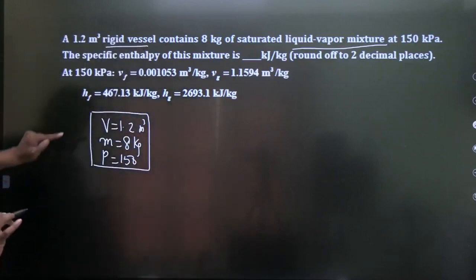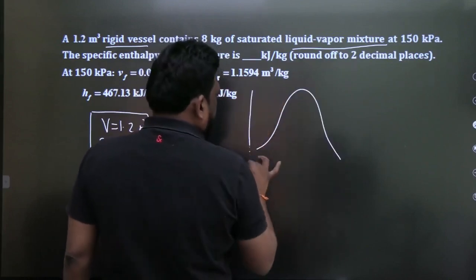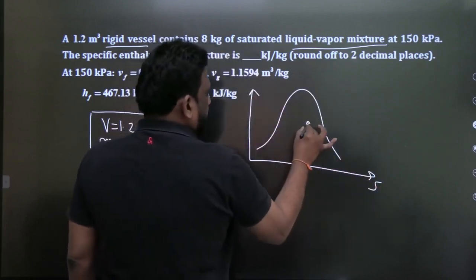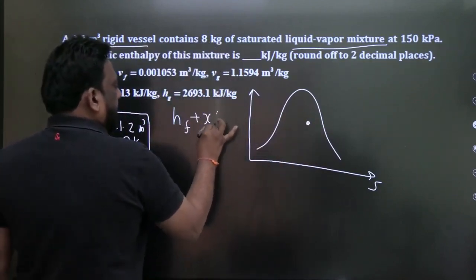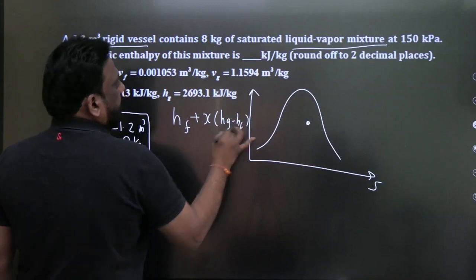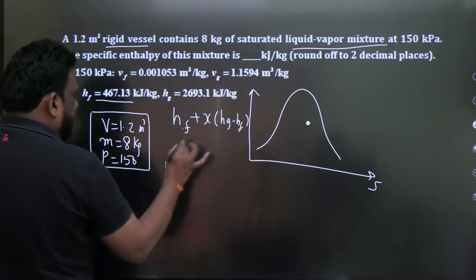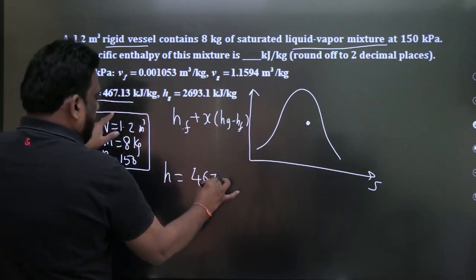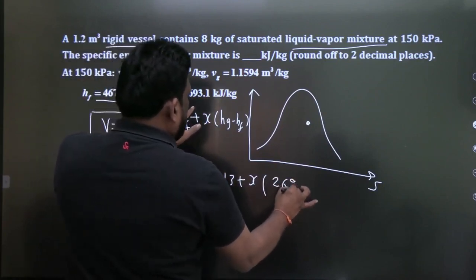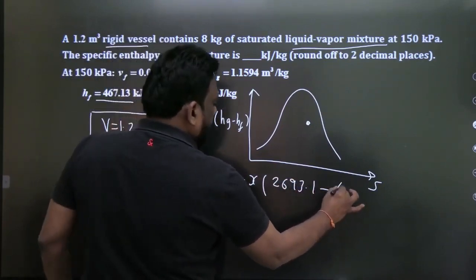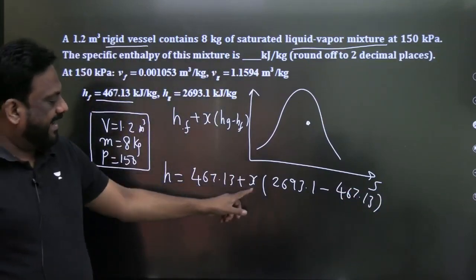Wait a second. Whenever it is in the two-phase region, look, let me write it on the TS diagram somewhere here. If you want the enthalpy, it will be hf plus x into hg minus hf. Already hf is given: 467.13 plus x into hg minus hf. hg is 2693.1 and hf is 467.13. Okay, no problem. So to calculate enthalpy, I need the value of x.